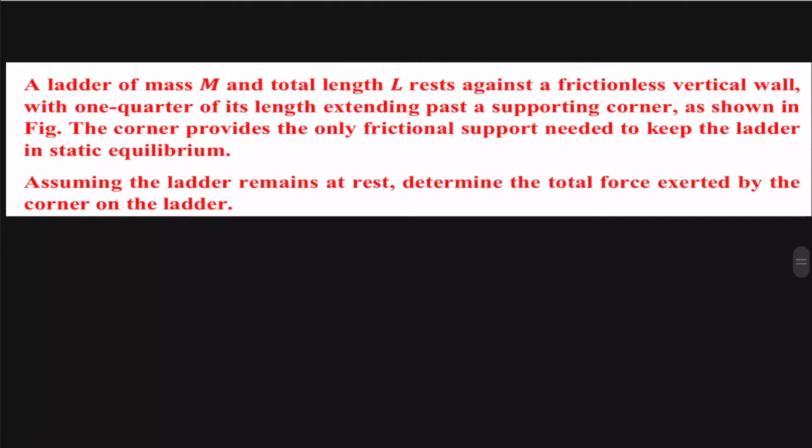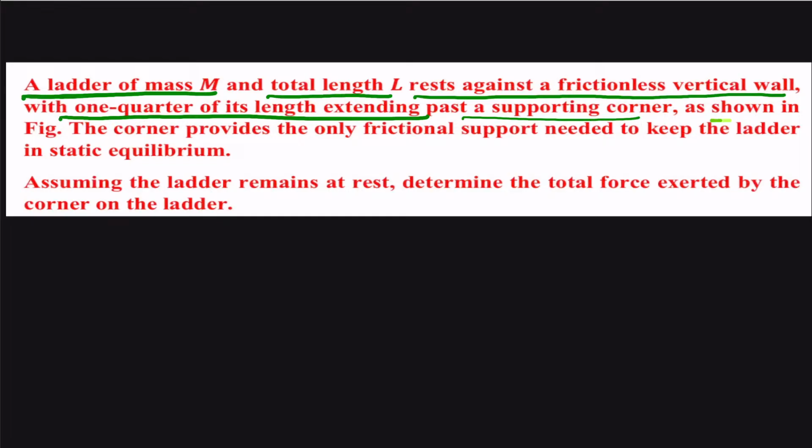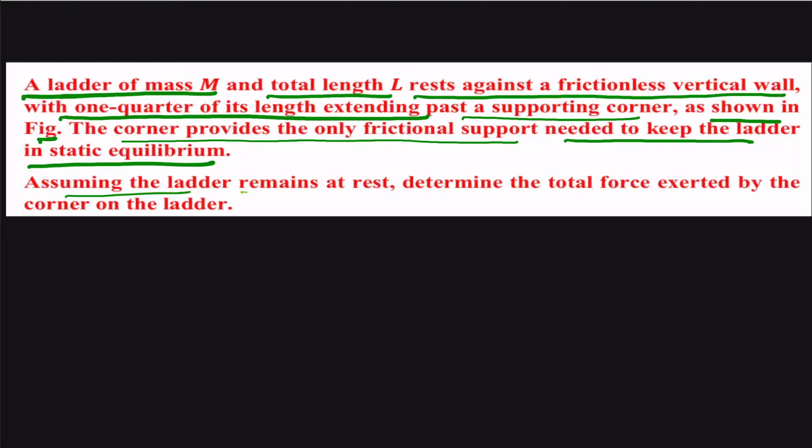Third question states that a ladder of mass m and total length L rests against a frictionless vertical wall with 1/4 of its length extended past a supporting corner as shown in the figure. The corner provides the only frictional support needed to keep the ladder in static equilibrium. Assuming the ladder remains at rest, determine the total force exerted by the corner on the ladder.